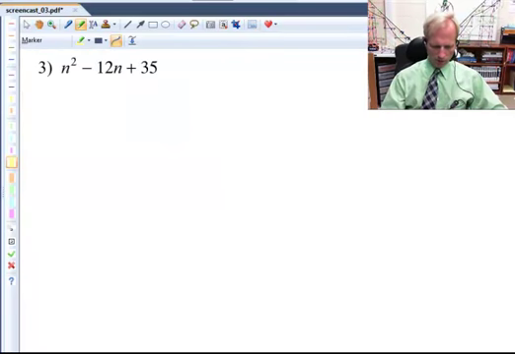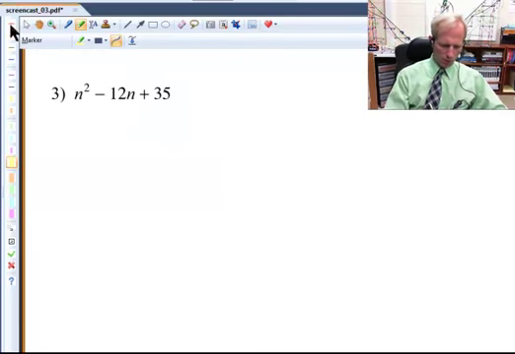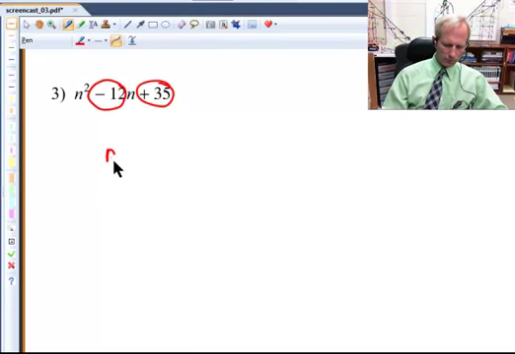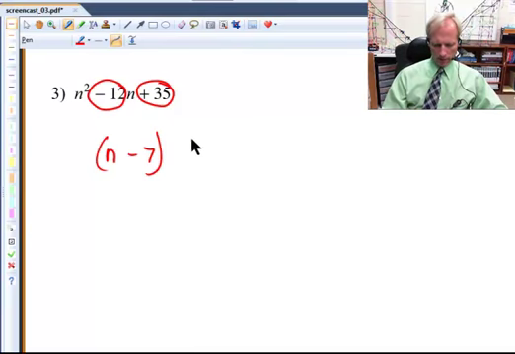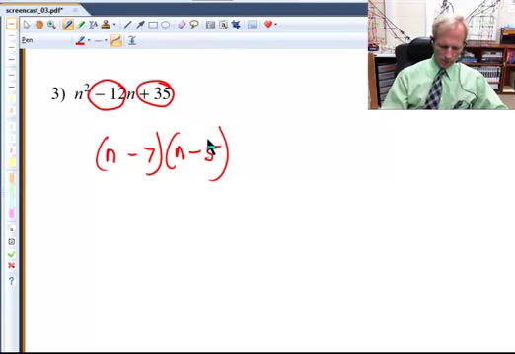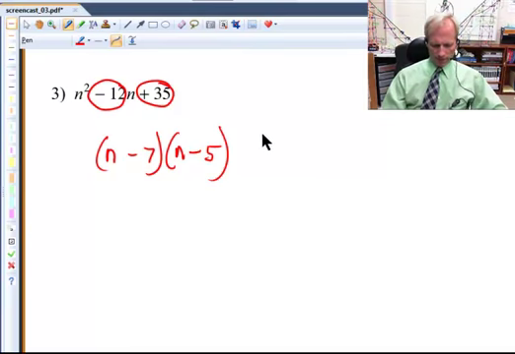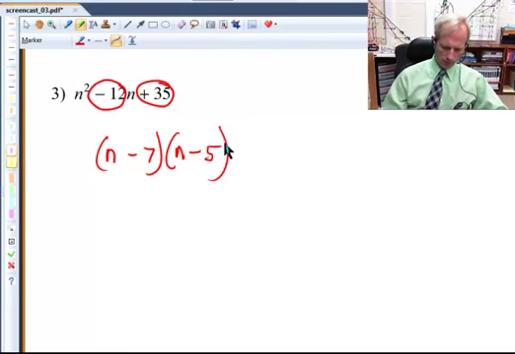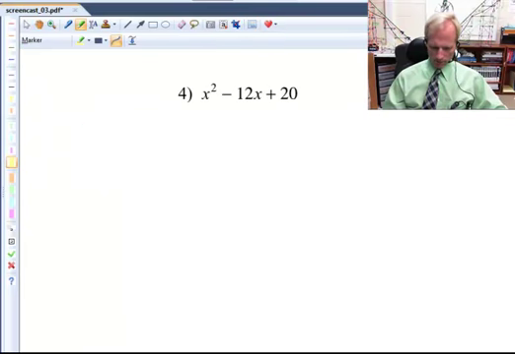Alright, moving on. This time I have a trinomial with a leading coefficient of 1. So I need two numbers that multiply to be 35 and add up to negative 12. Well, after thinking about it, I believe it is negative 7 and negative 5. You multiply those, you get 35. You add negative 7 and negative 5, you get negative 12. So that would be my answer.